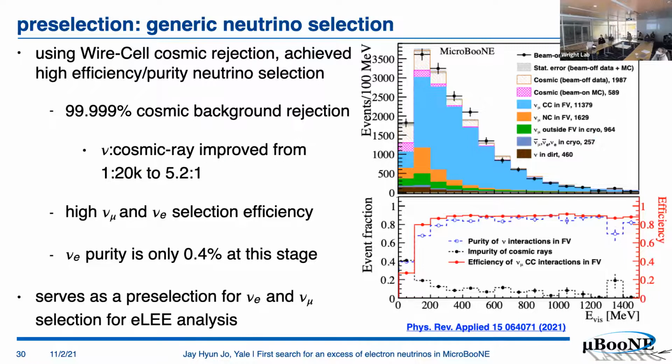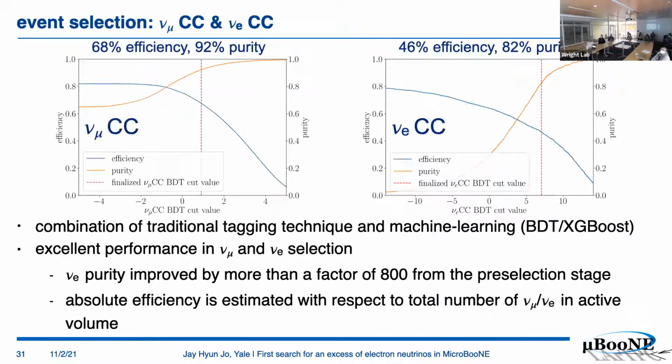If you think about the pre-selection stage, we only had about 0.4% purity, and we improved that to 82% purity, while still keeping about 50% efficiency. So this is actually a big milestone for this analysis. Keeping this efficiency as high as possible results in a very high efficiency and good exclusion power at the end of the analysis.